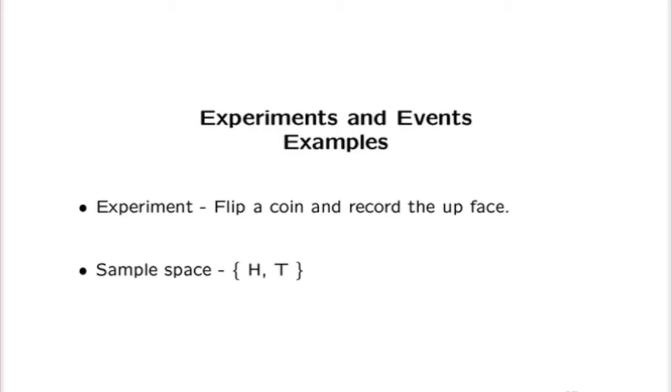Now the sample space, which again is the collection of all possible outcomes, the set of all elementary events, is the set containing two outcomes, which I'll denote by heads and tails, H and T. All right, so that is a very simple example, perhaps the simplest example possible of a random experiment.